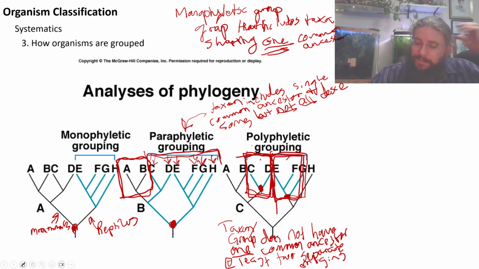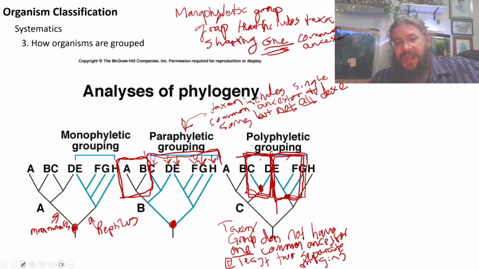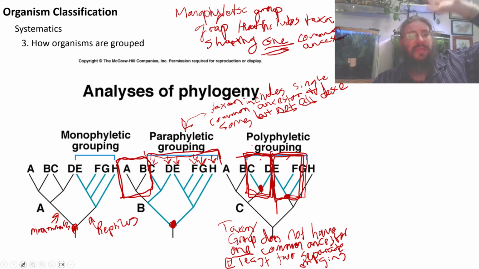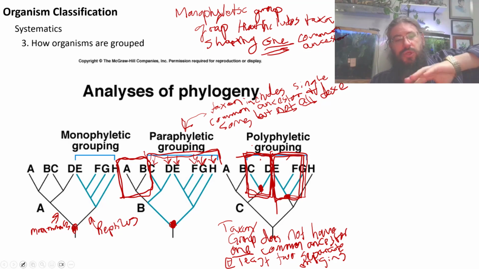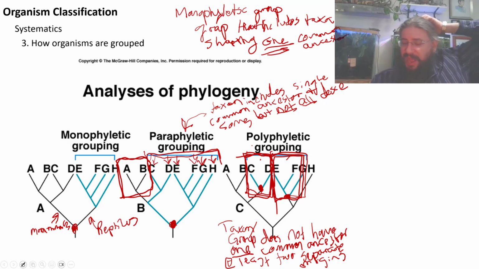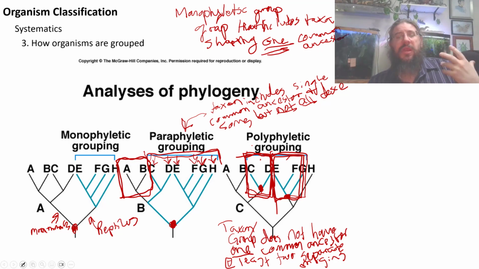So always good to remember that everything is monophyletic. And then you can make any paraphyletic or polyphyletic grouping you want. So all life is monophyletic. And then you can turn this all into paraphyletic groupings or polyphyletic groupings, depending on how you are analyzing this stuff. So there you go.